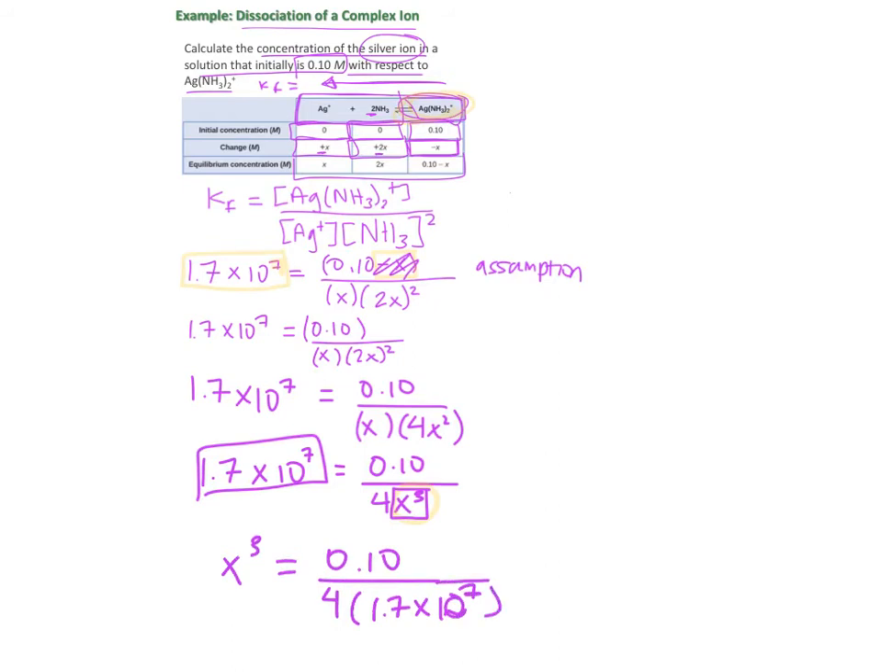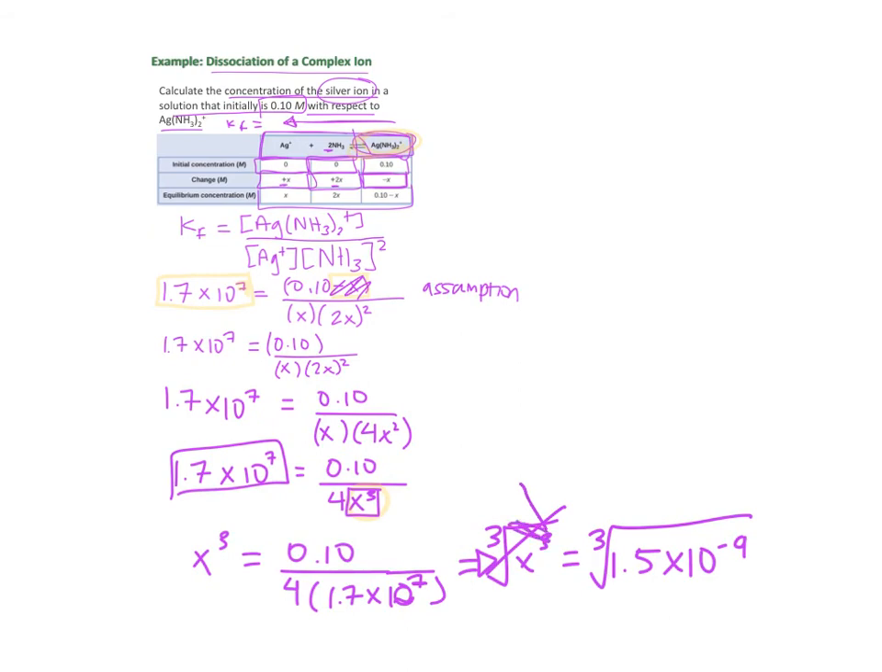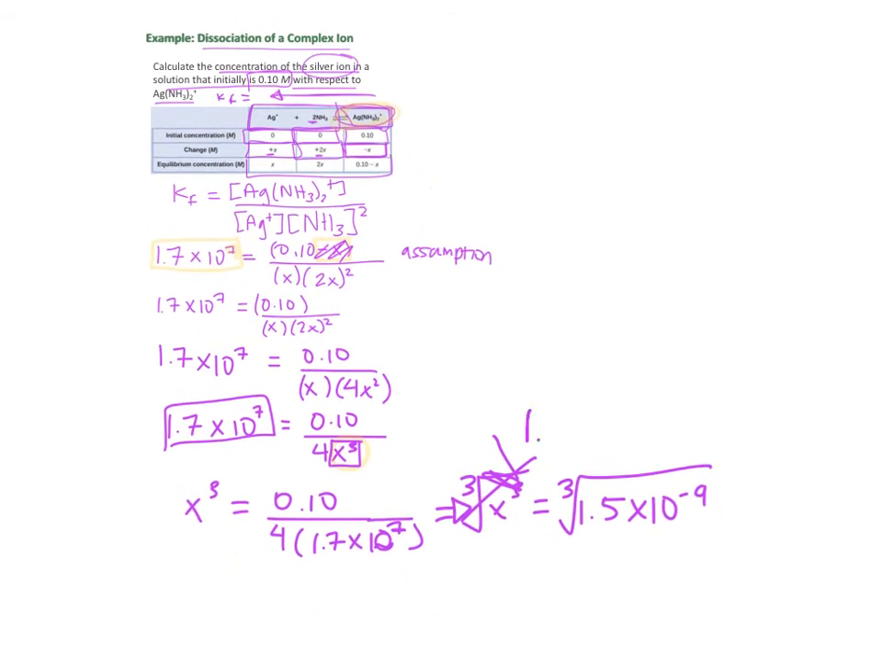Okay, so now what we can do is go ahead and solve that out and then take the cube root. So if I simplify this, I get x cubed equals 1.5 times 10 to the negative 9th. Now your next step is to take the cube root. So instead of just square root, which is root of 2, we're going to do a cube root. So this cancels out that cube right there. And what we should get from there is x equals 1.1 times 10 to the negative 3.